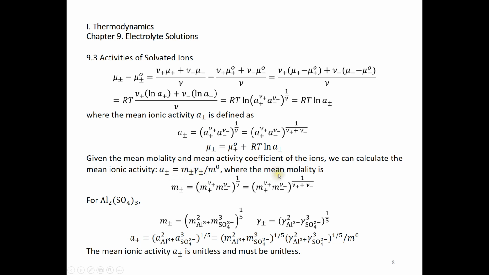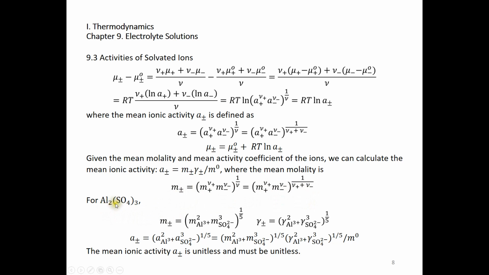So now let's look at the mean molality. It's a geometric mean. So m sub plus minus is over here. You can see this is a product of the cations and anions. This is the molality of the cation to the power of nu plus, and this is the molality of the anions to the power of nu minus. And altogether raised to the power of 1 over nu, and nu is the sum of nu sub plus and nu sub minus. Now let's look at one example to better understand this equation.